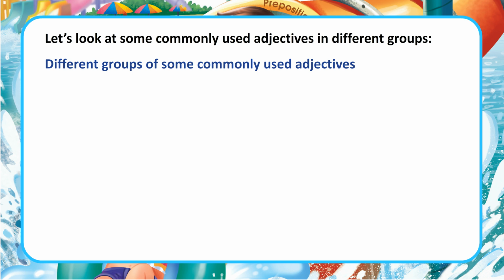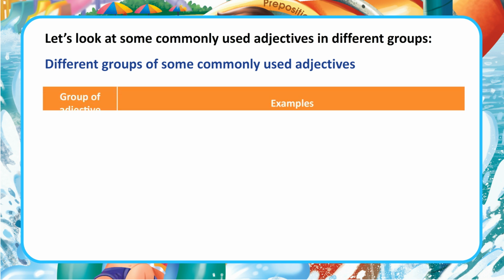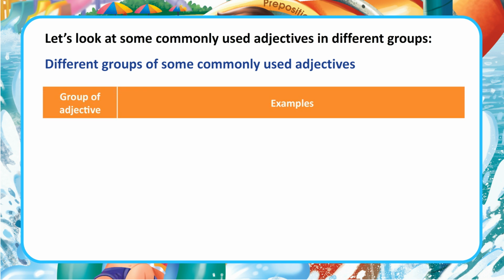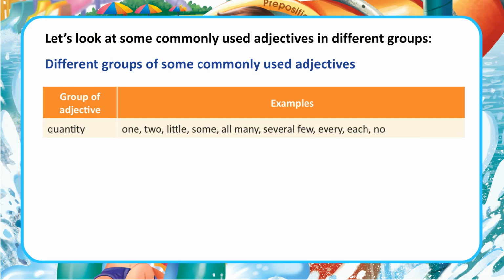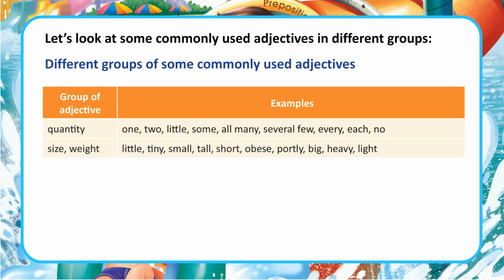Different groups of some commonly used adjectives. Group of adjective, examples. Quantity: 1, 2, little, some, all, many, several, few, every, each, no. Size and weight: little, tiny, small, tall, short, obese, portly, big, heavy, light.